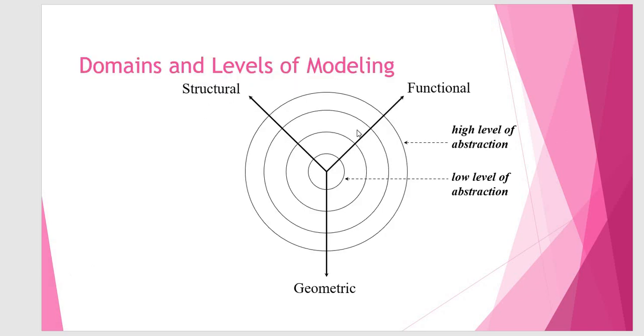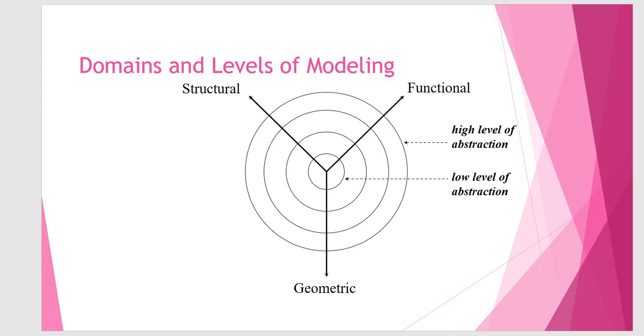So, domains and levels of modeling as far as considered. This is functional, high level abstraction and low level abstraction. These are the two categories. So structural, functional, and geometric. These are the three levels as far as modeling is considered.